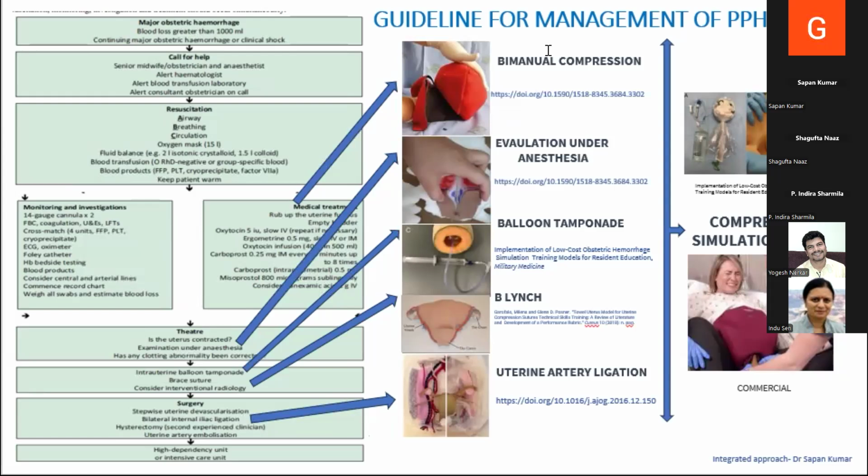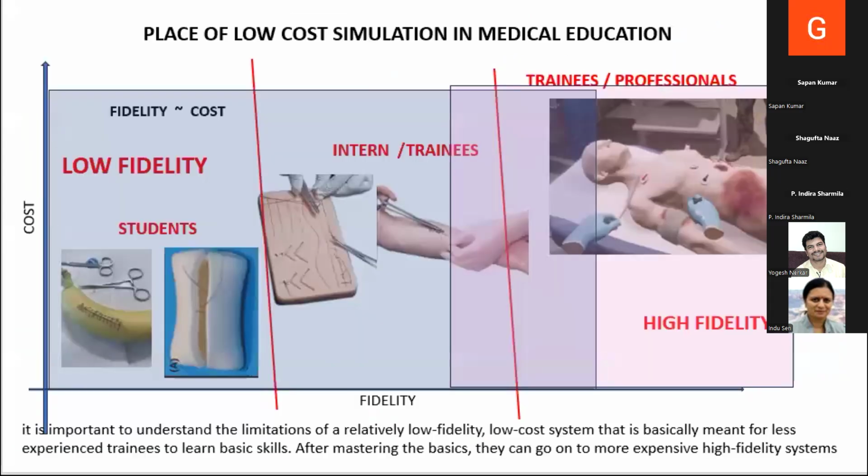Once we gain competence in each individual task, these tasks can be put into a commercial simulation model or a low-cost simulation model to get comprehensive knowledge of all the steps involved in management of PPH. Also, where do we place low-cost simulation in medical education? Low-cost or low-fidelity simulation is good for attaining the basic level of competence. Till intern and trainee level, it is best, as they will be able to gain the maximum amount of knowledge with the least amount of cost, within the time and resources available.